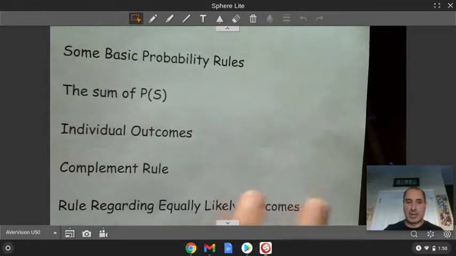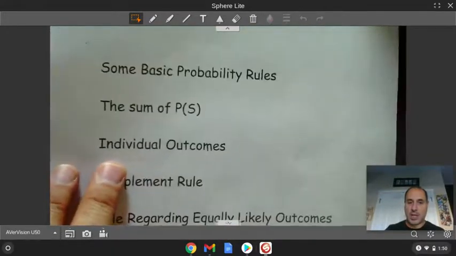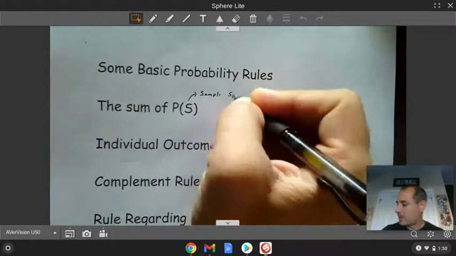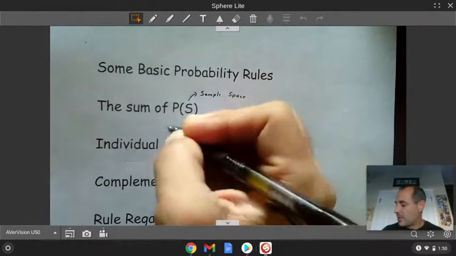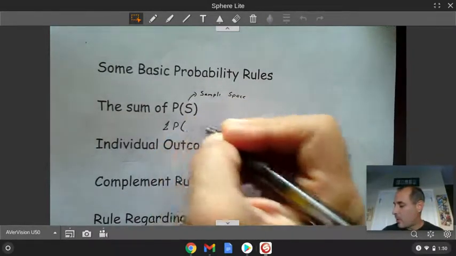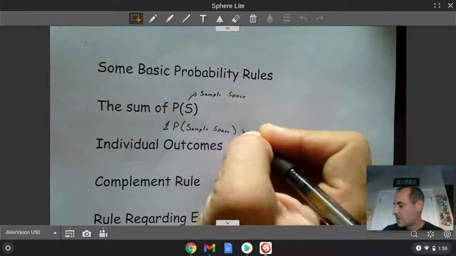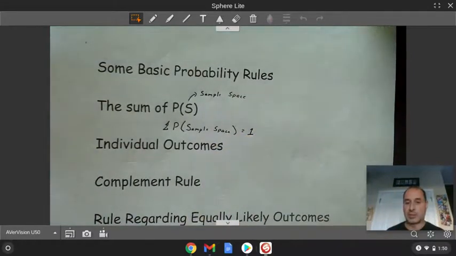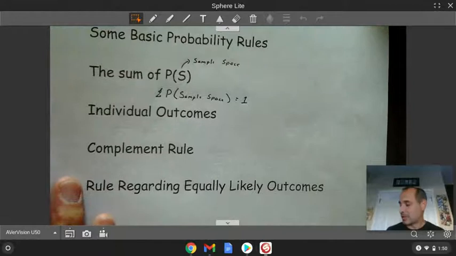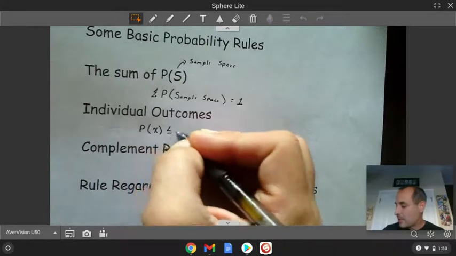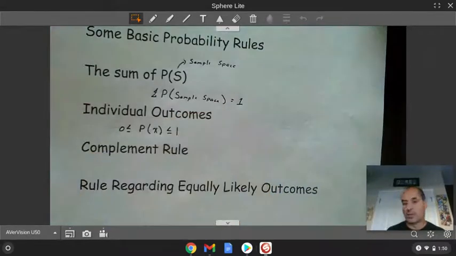Some other basics about probability. S is a simple way of saying the sample space. And just very simple, the sum of the probabilities of all of the outcomes in the sample space must equal 1. Of course, it must equal 1. And secondly, the probability of any individual outcome has got to be between 0 and 1. So the probability of any individual outcome cannot be less than 0, cannot be greater than 1.